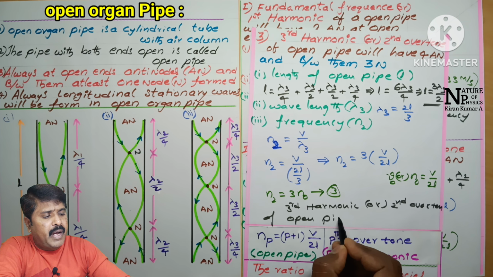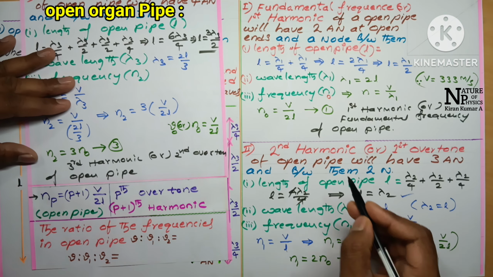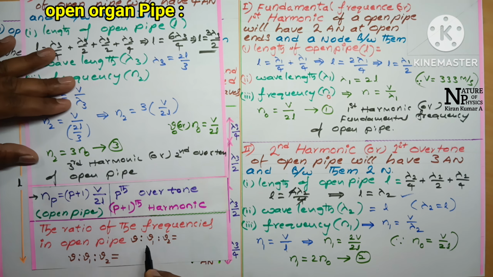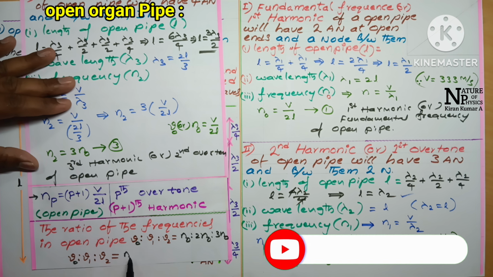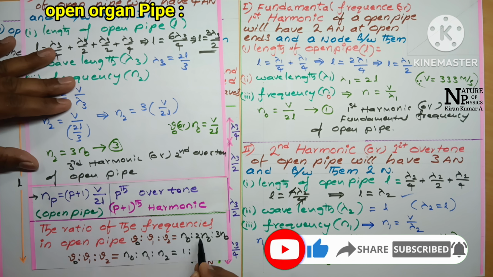Okay student, and I am going to write the ratio. The ratio of the frequencies in the open pipe, that is N naught is to N1 is to N2, which is equal to, we got the derivation, the value is N naught, tell me student, the second one is 2 N naught, and the third one is 3 N naught. N naught is cancelled, so that frequency N naught is to N1 is to N2 is equal to 1 is to 2 is to 3.